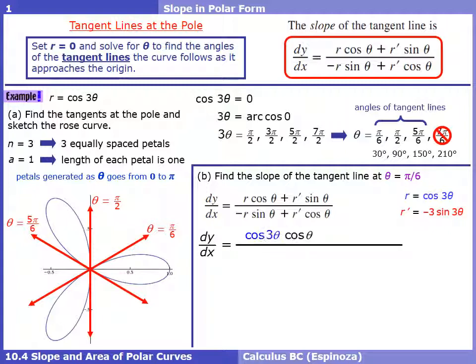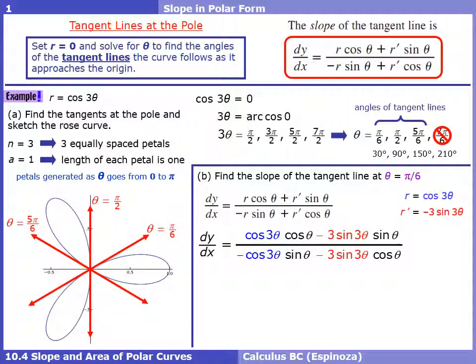So we're going to end up with a big mess here, and I'm going to take all of it and plug it in. R, which is our original function, and that's cosine 3 theta, I'm going to plug in times cosine theta. We're going to take that r prime, plug it in, times sine theta. In the bottom, we'll plug in our r, but in front of that there's a negative, so negative cosine 3 theta sine theta. And then again, we need to plug in our r prime times cosine theta.